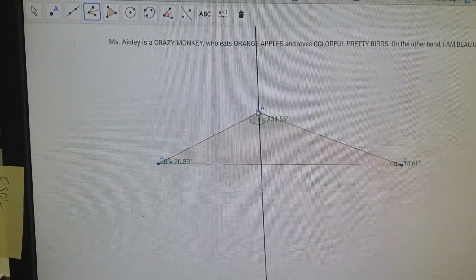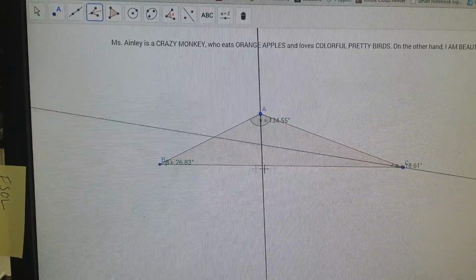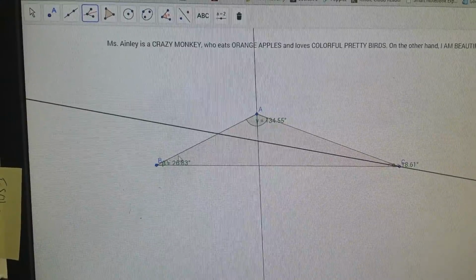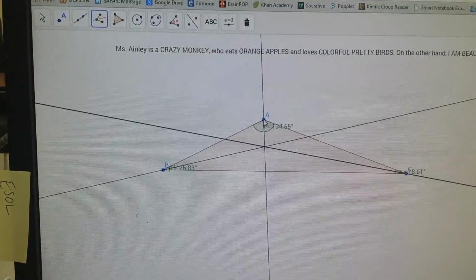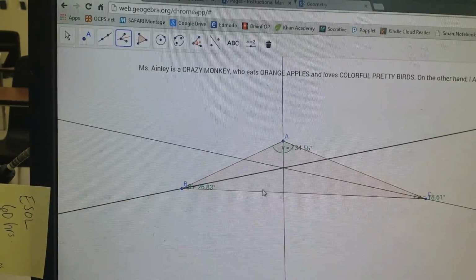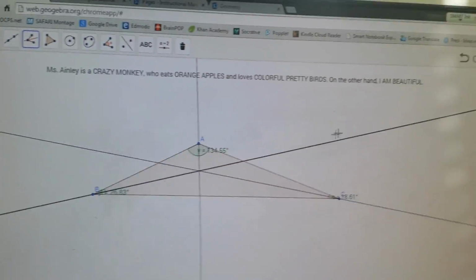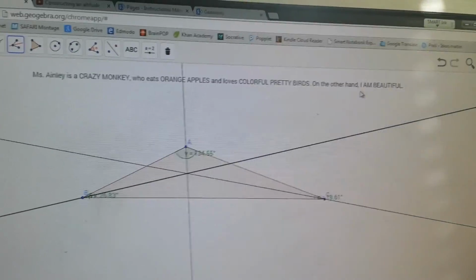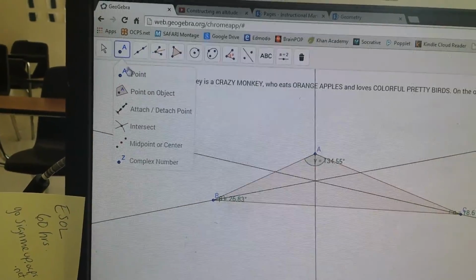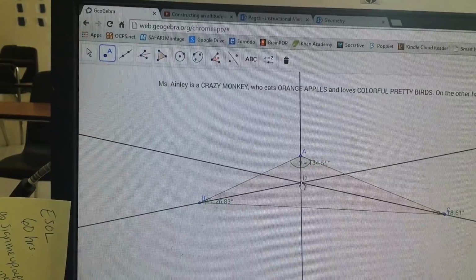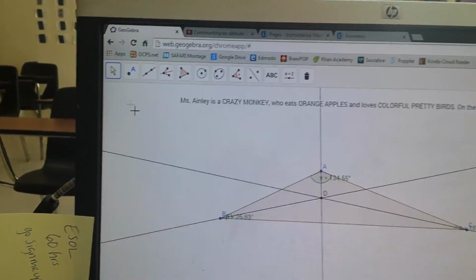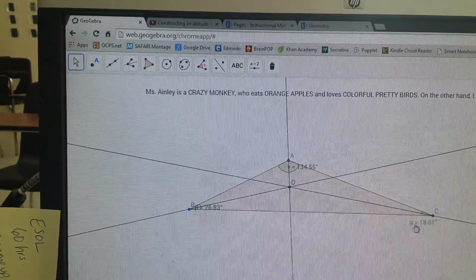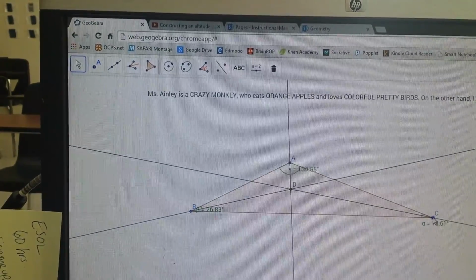So if I start at B, do it again, but this time start at A. Okay, I started at A, so start at C, and just go clockwise. All right, so those are your angle bisectors, and where all your angle bisectors meet is called your incenter. All right, so go ahead and put a point on your incenter. All right, then go to move. And let's see what happens. Oh, I didn't mean to move that. I meant to move the point.